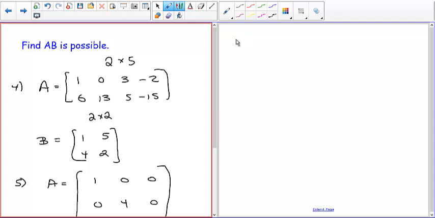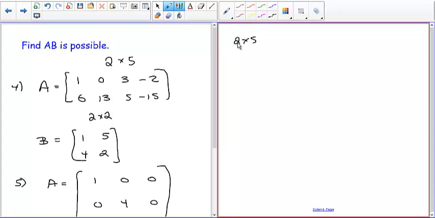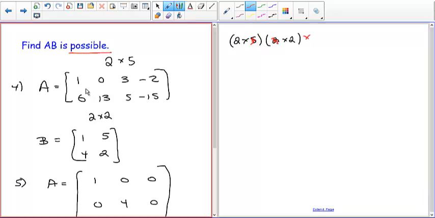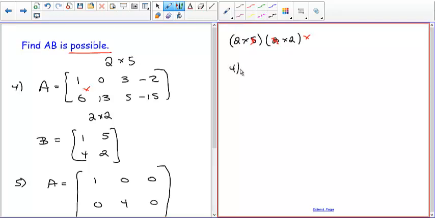So if you're multiplying a 2 by 5 by a 2 by 2, that doesn't work, because these both have to be 2. They have to be the same, and they're not the same. So this turns out to not be possible. So 4, not possible. And if you try to do that in your calculator, if you've ever done matrices, it'll say error.